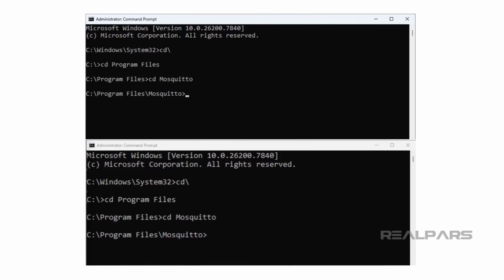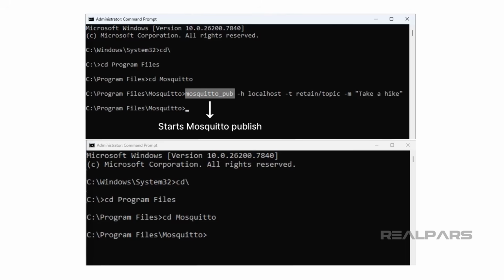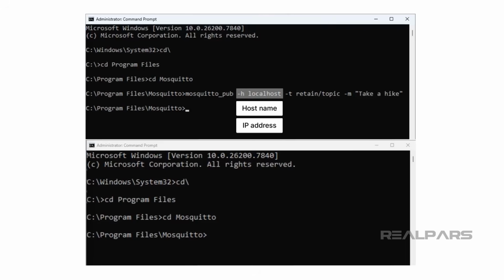Let's look at a typical publish command sent to a local Mosquitto broker running on our computer. The command is mosquitto_pub -h localhost -t retain/topic -m "take a hike". The command mosquitto_pub starts Mosquitto Publish, enabling a message to be sent. -h localhost specifies the host name or IP address of the broker.